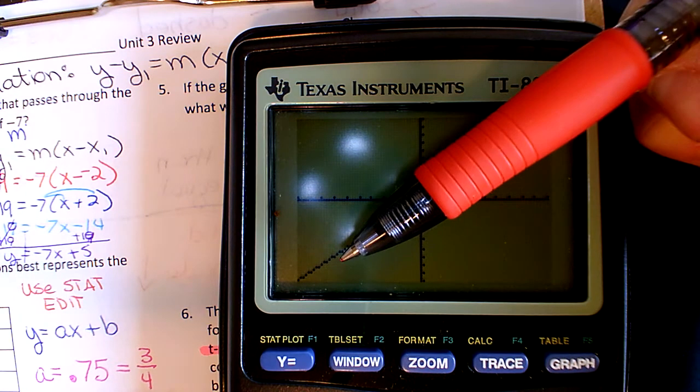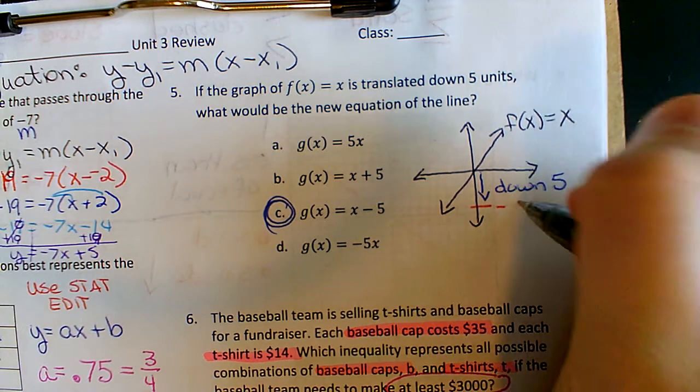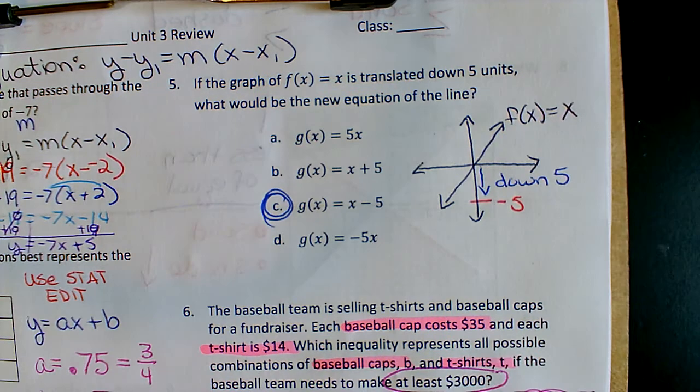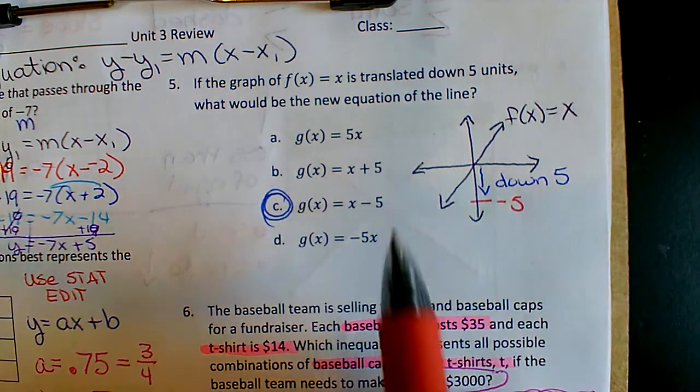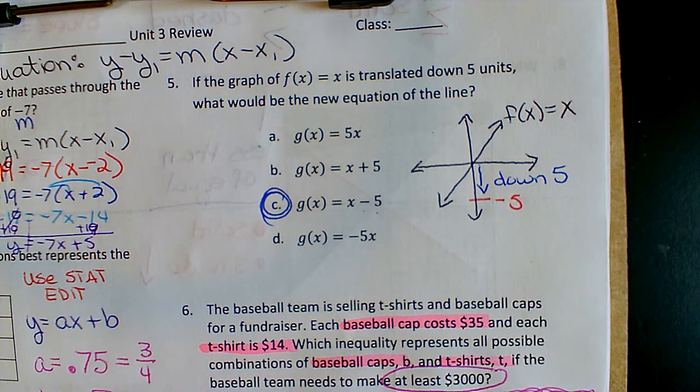Well, if we took that line and just moved it down 5 units, that means our new y-intercept would be down at negative 5. Now the slope of that line didn't change. We're not going to change that part, so the 1x is still the same. But now our y-intercept is negative 5, so that's why C is the best answer.